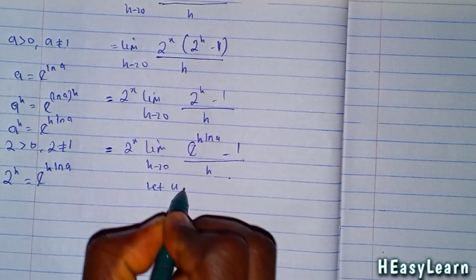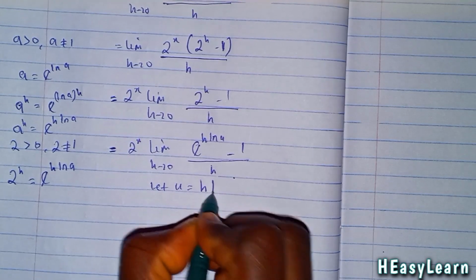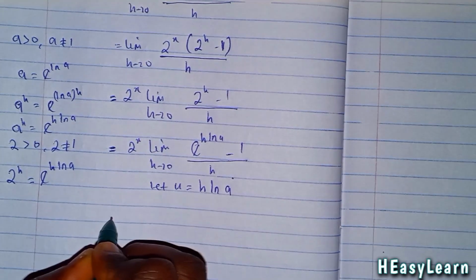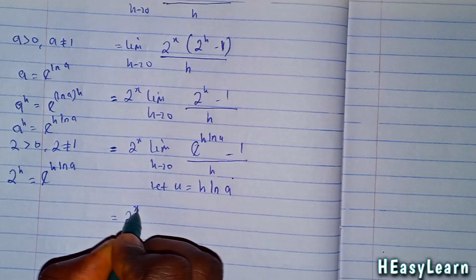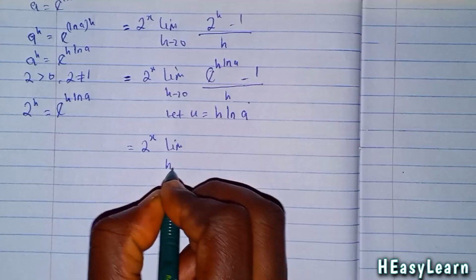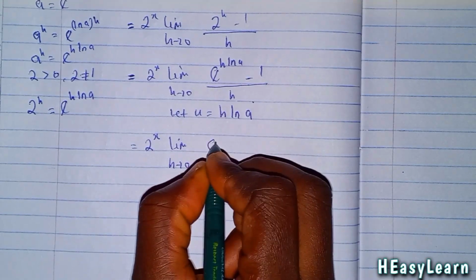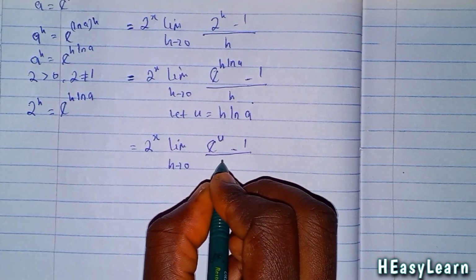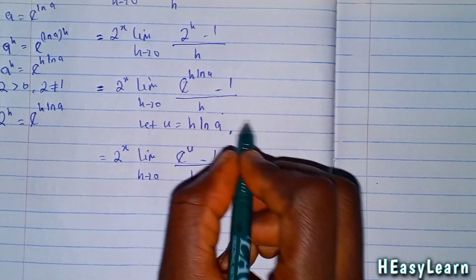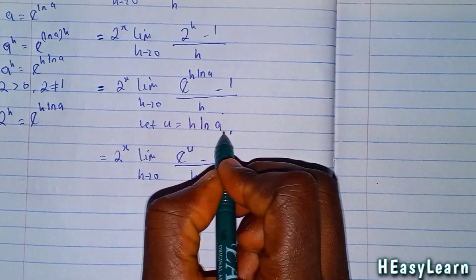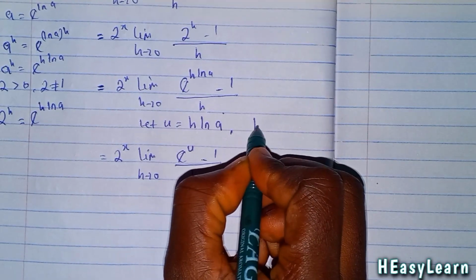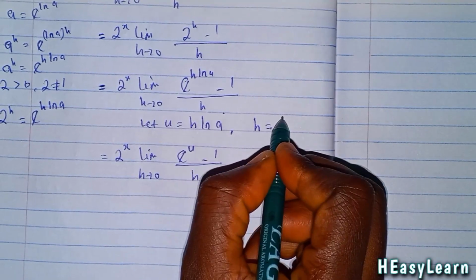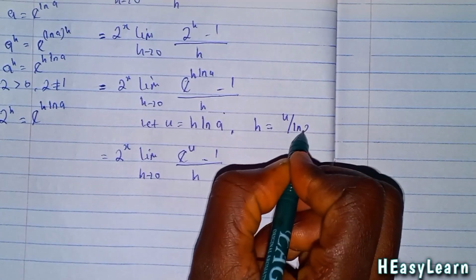Let u equal h ln a. From the above, 2 to the power of x, the limit as h approaches 0 of (e^u minus 1) over h. Here u equals h ln a, so what is h going to be? h will be equal to u over ln 2.